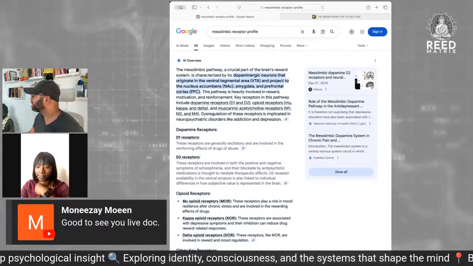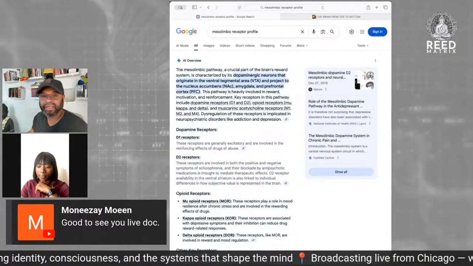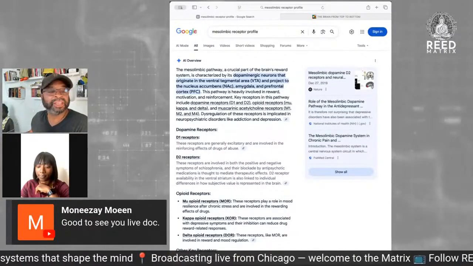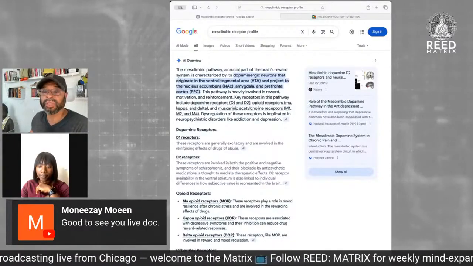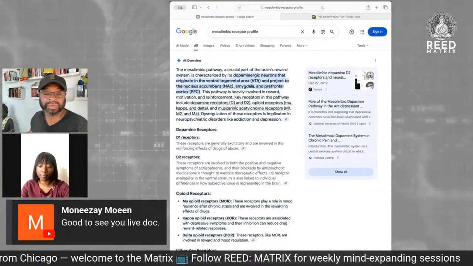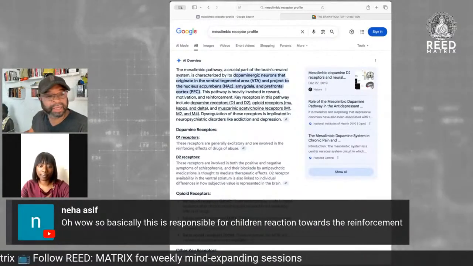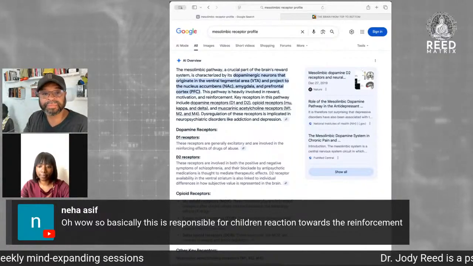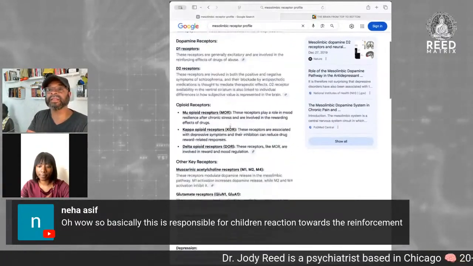Well, basically this pathway is responsible for reaction towards reinforcement, I mean, reinforcement learning. Remember the addiction models, positive reinforcement and stuff like that. People learn to do certain things to get the rewards from it, and that entire thing is mediated in this mesolimbic system.